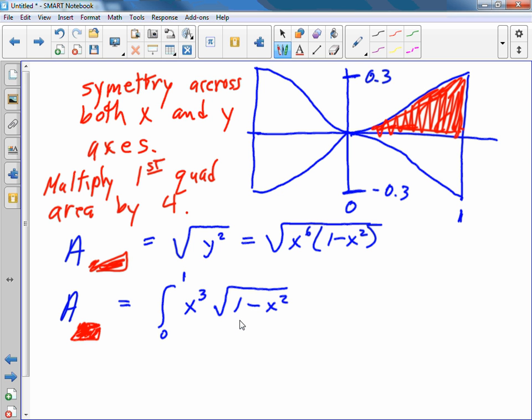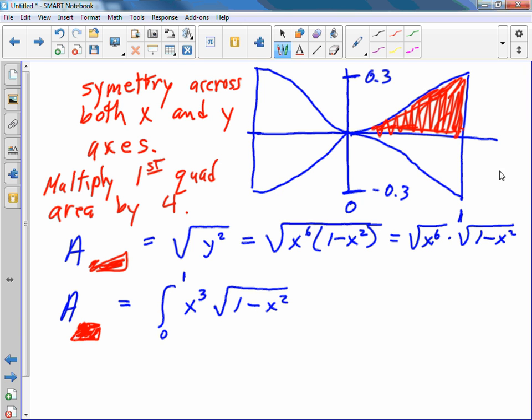Questions? Worries? Okay, let's go like this. Equals the square root of x to the 6th times the square root of 1 minus x squared. How about that? That's a good way to look at it. It's a good way to look at it, Mo. Okay, no. And thank you for saying that.